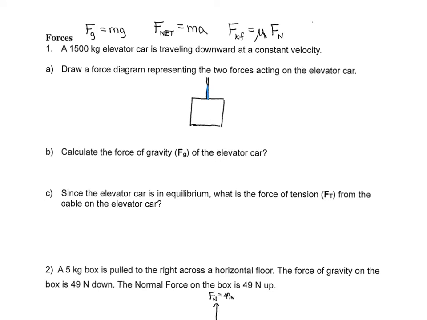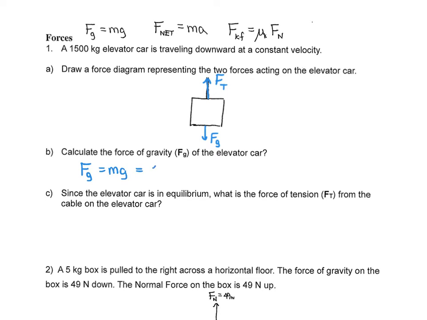So let's sketch those two forces in. So here we've got the force of tension due to the cable in the elevator, and then we also have the force of gravity pulling down. So those are our two forces here, okay? And it says for B, calculate the force of gravity of the elevator car, right? So force of gravity, that's just the mass of the car times the acceleration due to gravity, or 9.8. So we can do that right here. The force of gravity of the elevator is its mass times g, right?